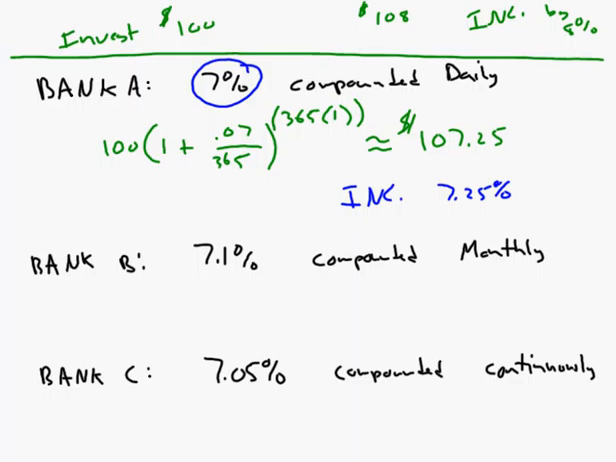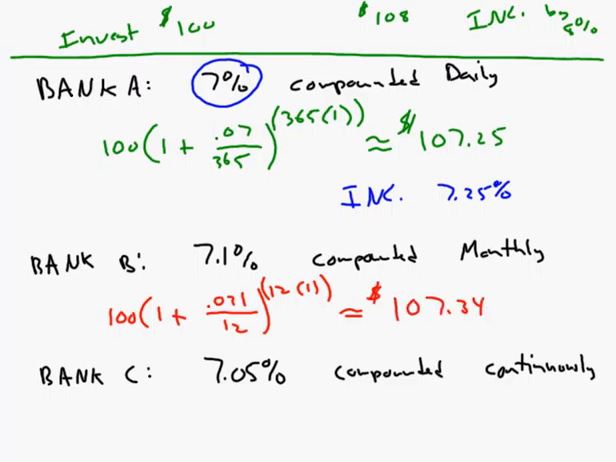All right, let's consider Bank B now. So Bank B is going to compound less frequently, but at a higher rate. So $100 times 1 plus 0.071 over 12, to the 12 times 1. If we type that in, we get $107.34. So you can see in this case we actually increased by 7.34%. So far Bank B is in the lead. Bank B looks like the best place to go. Let's go to this last bank and see what they tell us.